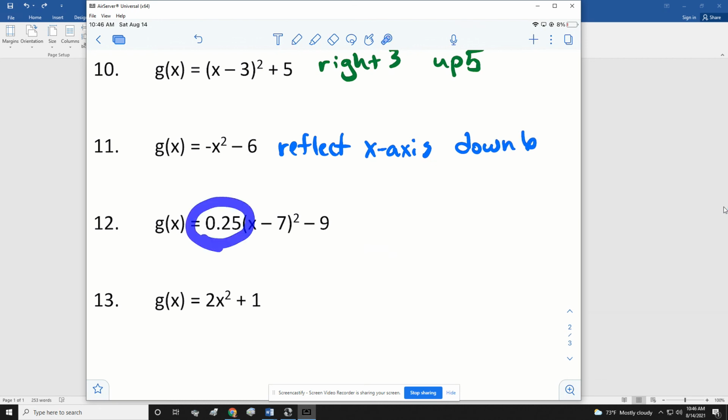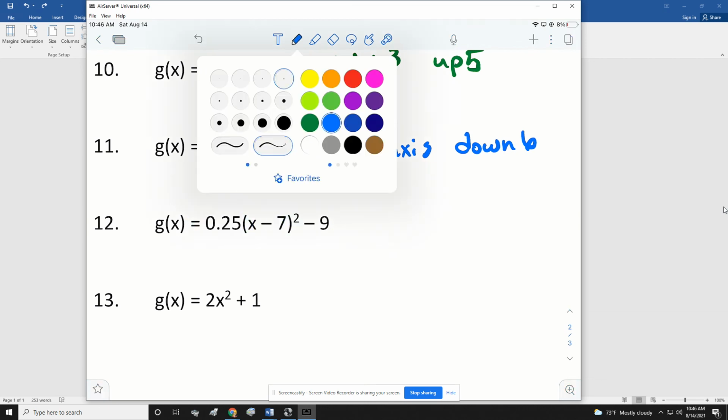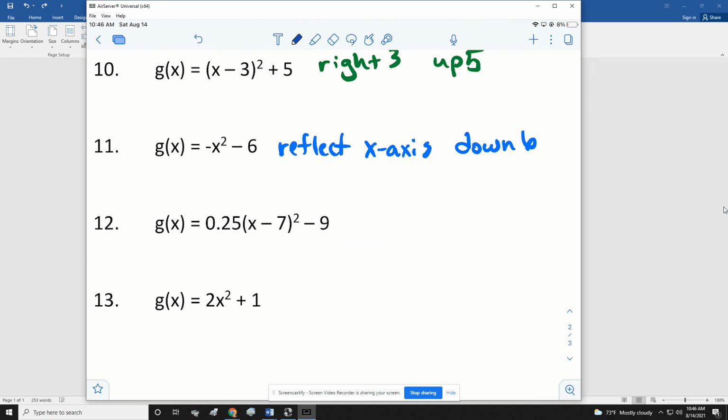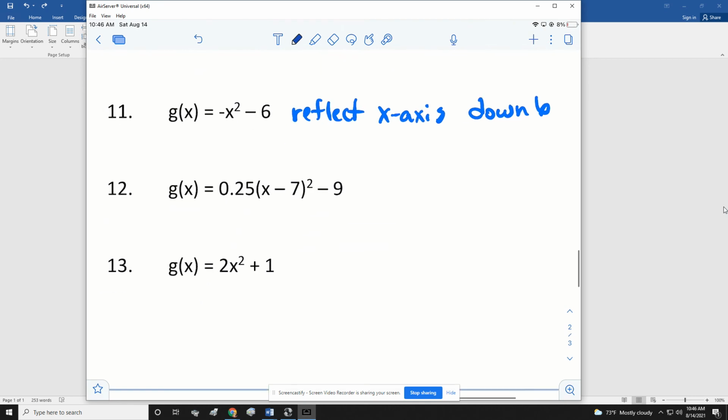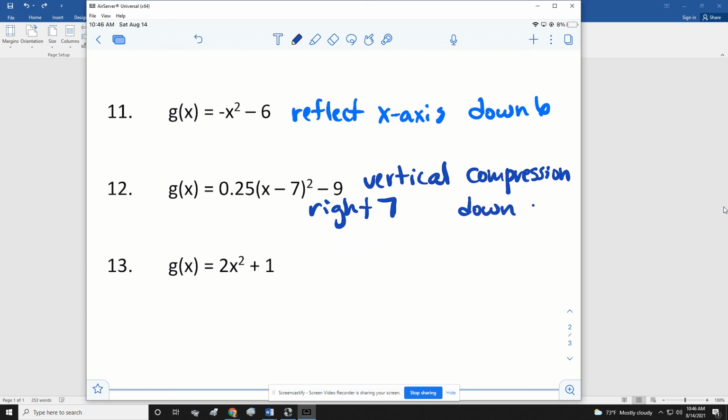Okay, this one's going to have 3. So multiplying by that 0.25 outside is going to be vertical because it's outside. And then because the number is less than 1, it's going to be a vertical compression. Minus 7 is going to be right 7. And then minus 9 is going to be down 9.